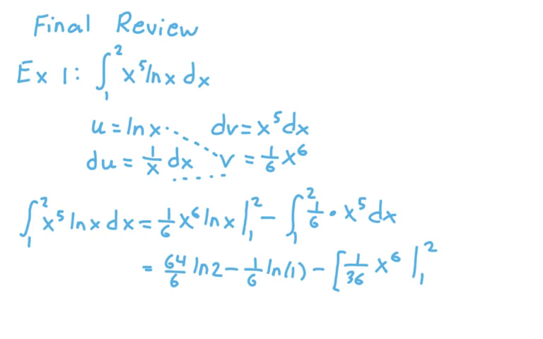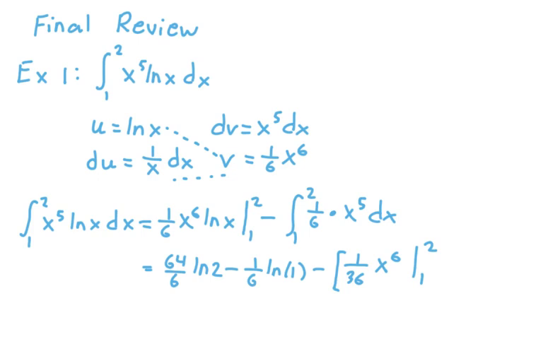So you remember it's a definite integral. Then we're going to go minus the integral from 1 to 2 of 1/6 x to the fifth dx. Now, if we look at the first part, I'm going to replace x with 2 and x with 1 and subtract the results. So when I do that, I get 64 over 6 times the natural log of 2 minus 1 over 6 times the natural log of 1.